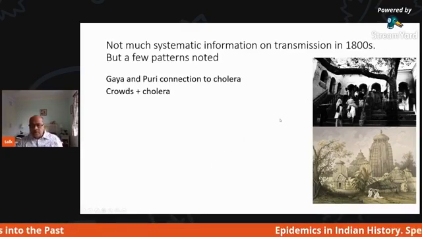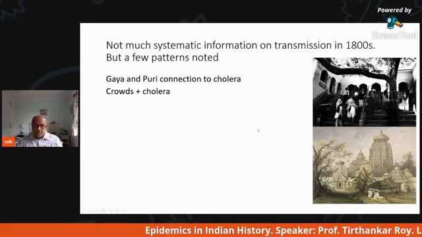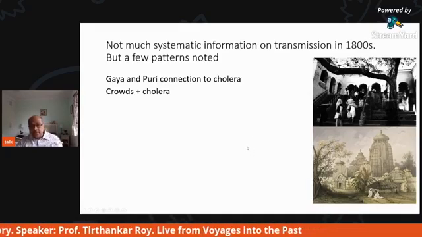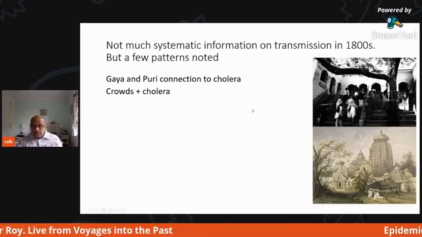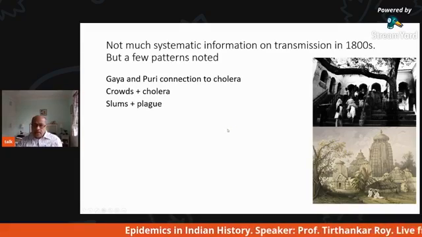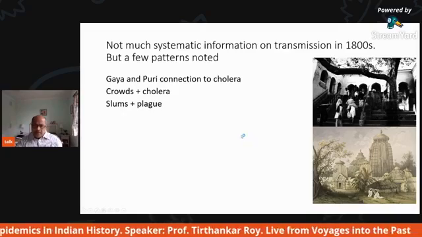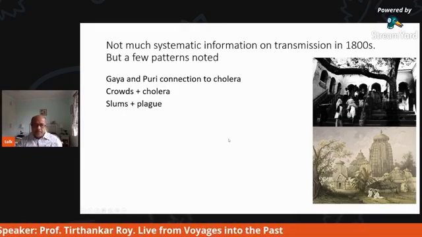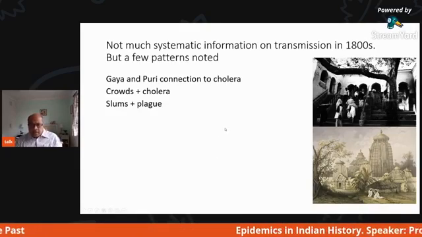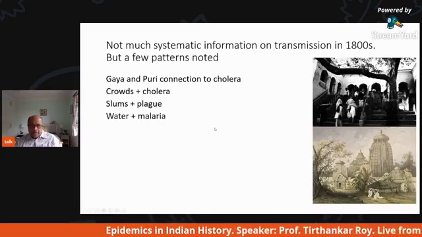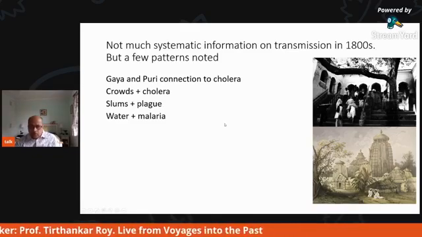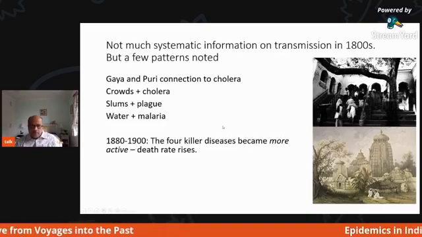One of them was that cholera was an extremely prevalent disease in the temple towns, and especially during the festivals. Gaya and Puri and Parashnath Hills near Gaya had repeated outbreaks of cholera in the 19th century. So there was some kind of connection to be drawn between crowds and cholera. In the 1890s, when plague returned and was a very significant killer in India in 1896, again a connection could be observed between slums and plague. Similarly, a connection could be observed between stagnant water and malaria. The causation was not known, the causal model was not known, but the connection was known.